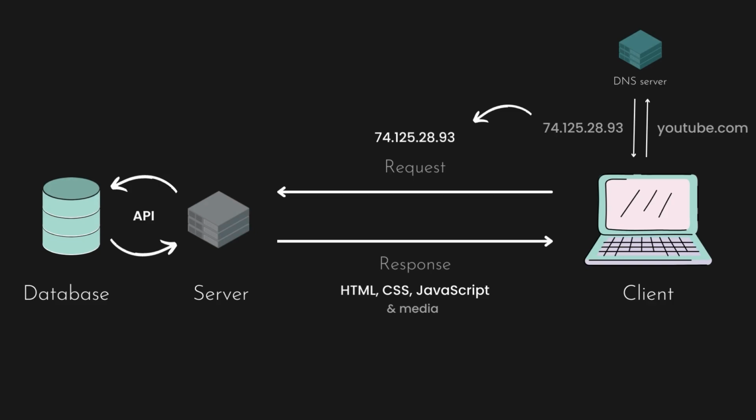So in this example, the client computer is the front end, which is displaying the three files, which is HTML, CSS, and JavaScript. And the backend in this example is the database and the server.